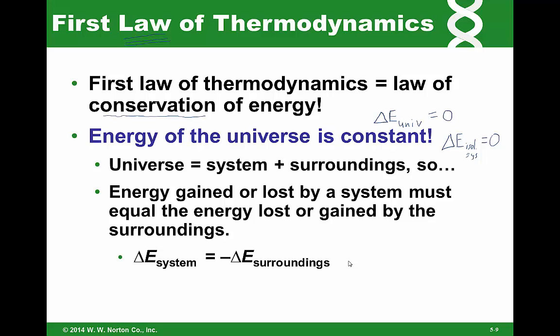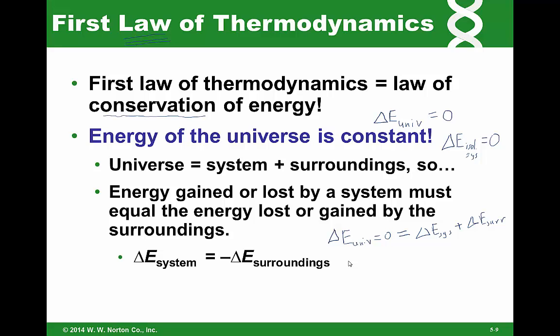Another way of saying that, then, is that energy gained or lost by a system must be equal to the energy lost or gained by the surroundings, right? Since the universe is system plus surroundings, we can write the change in the energy of the universe, which we know is equal to 0, as divided into two parts: the change in the internal energy of our system plus the change in the internal energy of the surroundings. I'll write subscripts SYS for system, SURR for surroundings. That's the total energy change of the universe, and it has to be equal to 0.